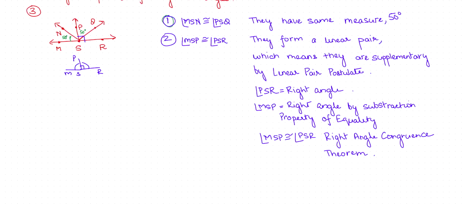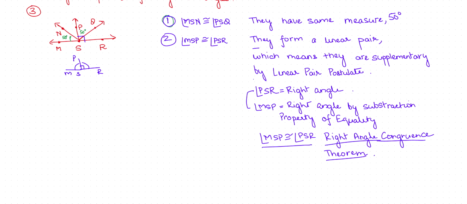So MSP is equal to PSR. They form a linear pair, which means that they are supplementary by linear pair postulate. Now PSR is already given as a 90-degree right angle. So MSP will also be a right angle because they are a linear pair, means they are supplementary. So by subtraction property of equality, we do 180 minus 90 is 90 degrees, which is MSP is a right angle. And since both are right angles, by right angle congruence theorem, we say that MSP is congruent to PSR.